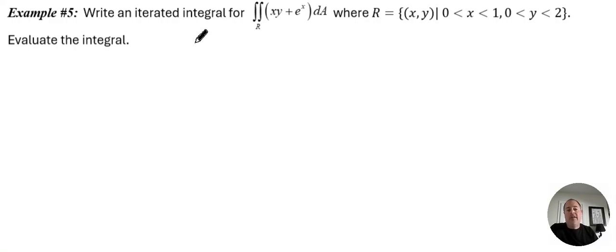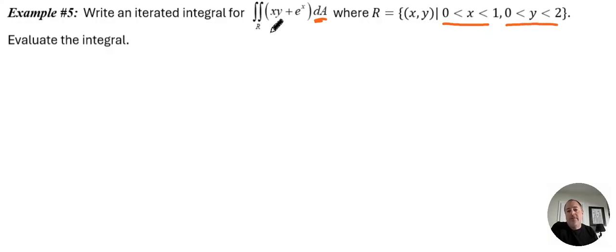We're going to go ahead and continue on with example 5 of our lesson about double integrals. So now we have our little notation here, the double integral of xy plus e to the x, and the dA is actually represented by delta x and delta y. You can also see that the region we're looking at is x between 0 and 1, and y between 0 and 2.